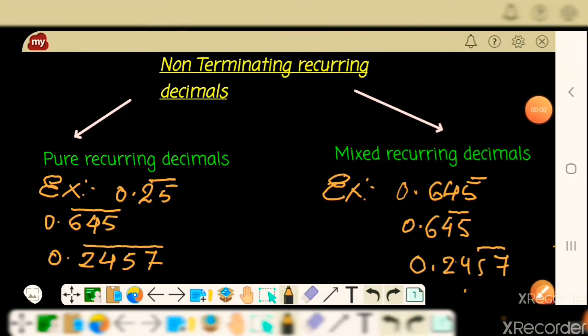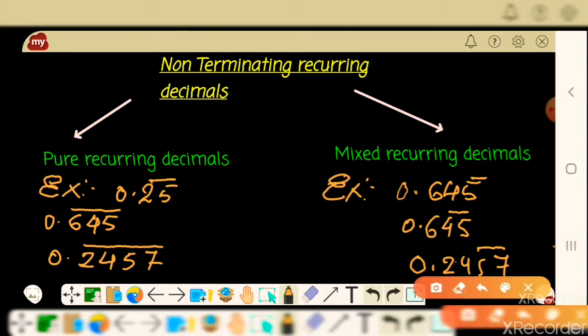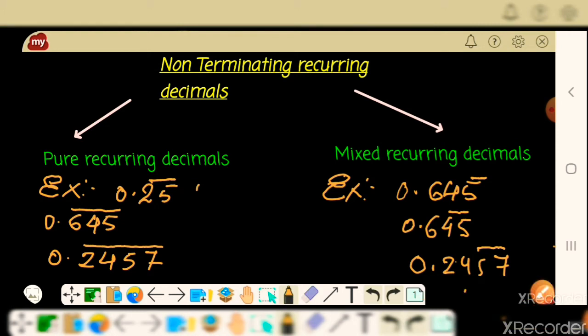To know the short trick for converting non-terminating recurring decimal into fraction, you should be aware of pure and mixed recurring decimals. If you have not watched the video of pure and mixed recurring decimal, then you can click on the I button to watch that video. Here I have given some examples of pure and mixed recurring decimal that you can see. After the decimal, if all the digits are repeating, then it is pure, otherwise it is mixed.